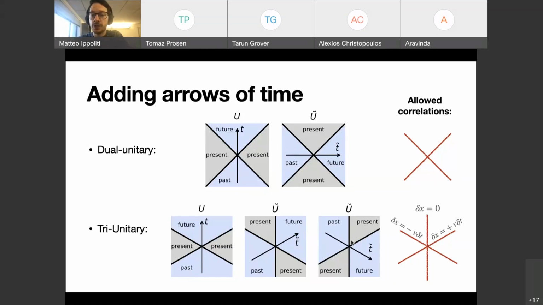Well, in that case, you would have the same kind of reasoning, basically ruling out the entirety of 1+1D space-time and restricting your correlations to these three directions. So not only these light cone edges, delta x equals plus or minus b delta t, but also this static world line, delta x equals 0. So you're allowed, just on grounds of unitarity and causality, to have correlations between an operator at the origin and an operator at later times, but still at the same position. This is qualitatively different from the restriction that's imposed in the dual unitary case.